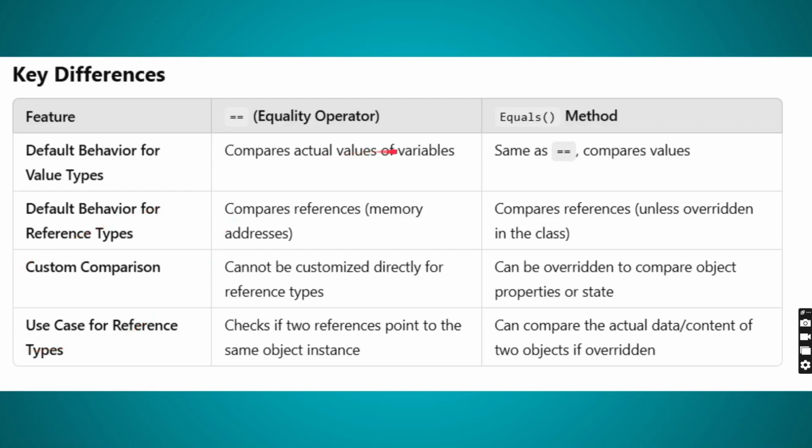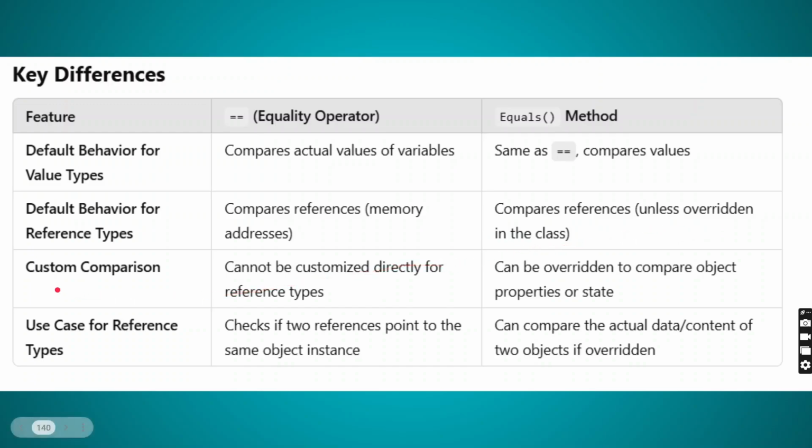Now we will see the key differences between the equality operator and the equals method. Default behavior for value types: compares actual values of variables; same as the equality operator, compares values. Default behavior for reference types: compares references, memory addresses; compares references unless overridden in the class.